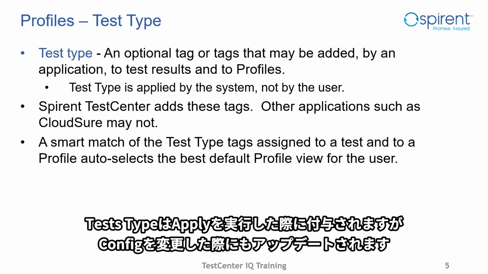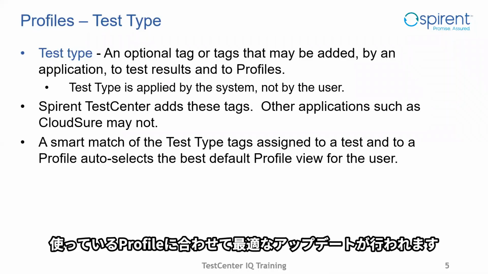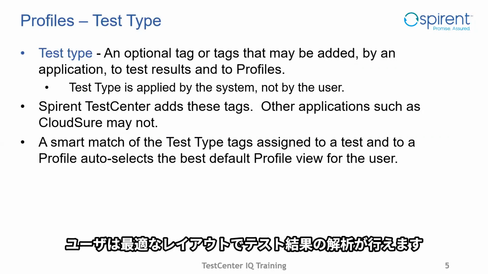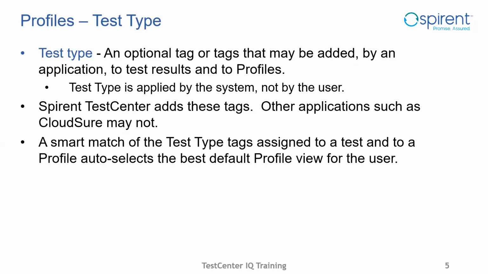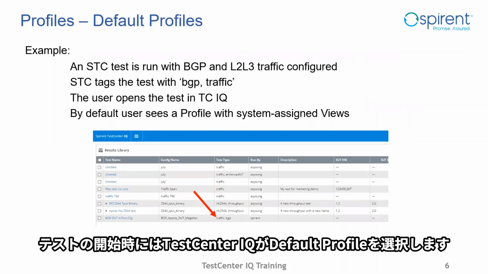Other applications may not use these tags. A smart match is done matching the test type tags that are in the test results to the appropriate profile. This gives the user the best starting layout for analyzing his test results. This starting profile is called a default profile in TestCenter IQ.